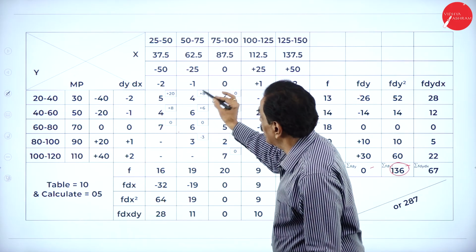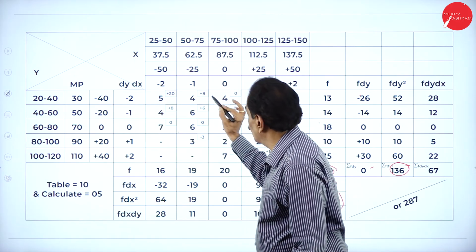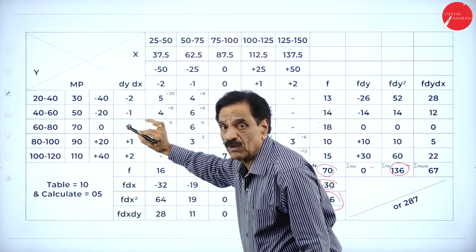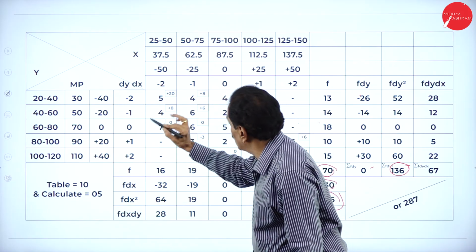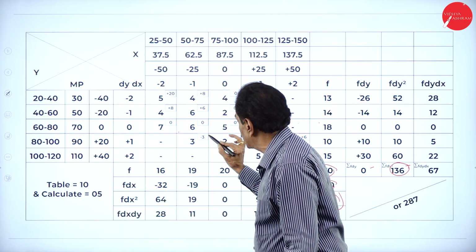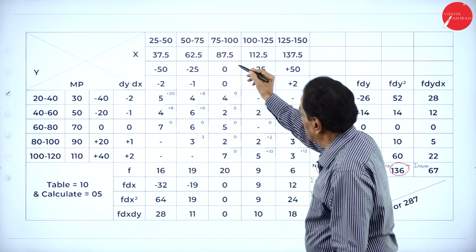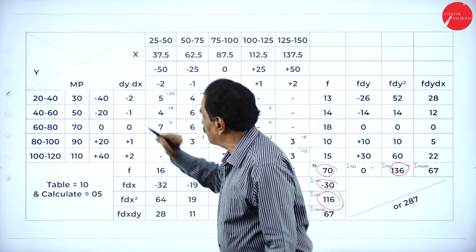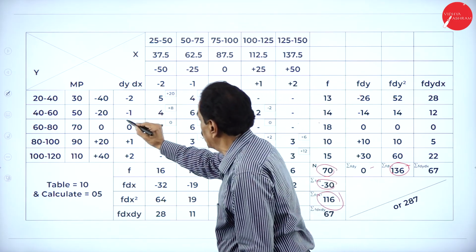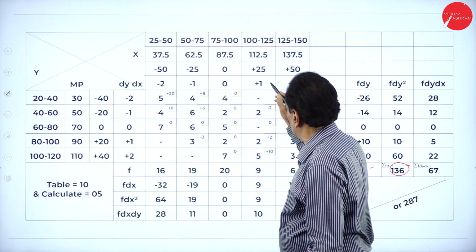Come back to this. 1 twos are 2. 2 fours are 8. 1 ones are 1. 1 sixes are 6. 1 0 0. 1 ones are 1 minus 1. 1 threes are minus 3. Come back, this is 0. Leave it off. Here, no number. 1 twos are, here 1 ones are minus 1. 1 twos are minus 2.